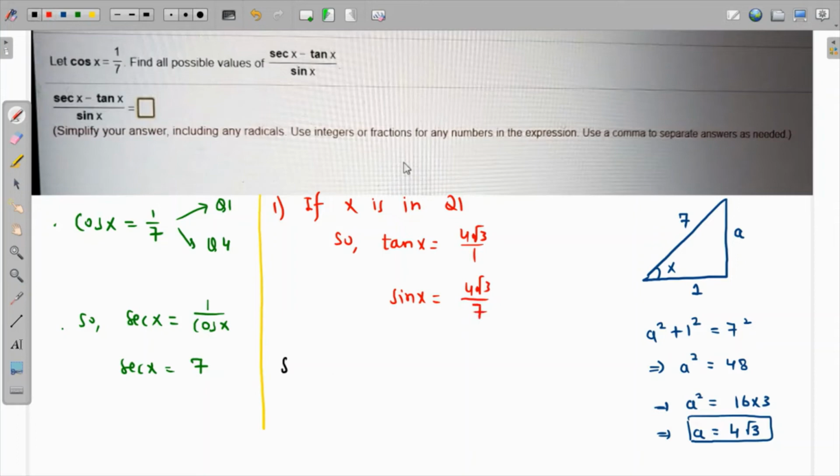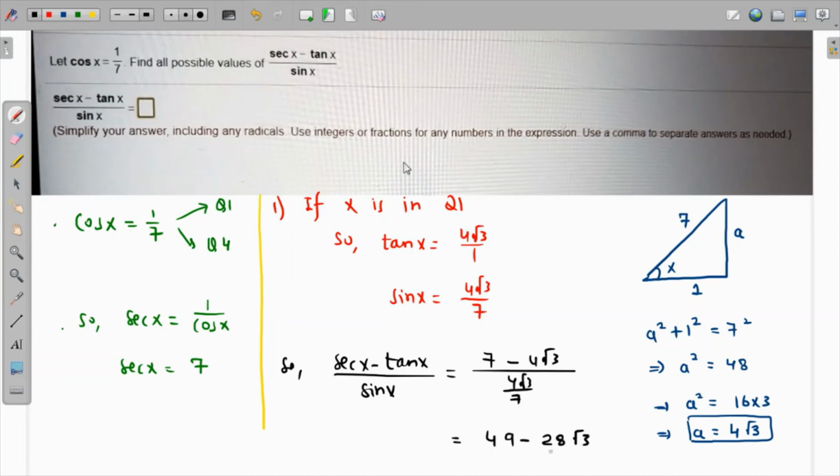So the value of sec x minus tan x over sine x is going to be 7 minus 4 root 3 over 4 root 3 over 7. This 7 goes in the numerator, so that's coming as 49 minus 28 root 3 over 4 root 3. So I've just distributed this 7 to both of these terms. So this is one of the possible solutions.